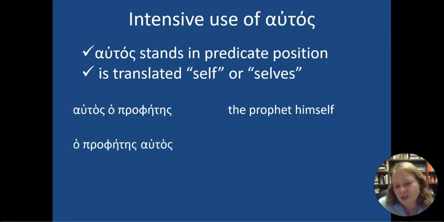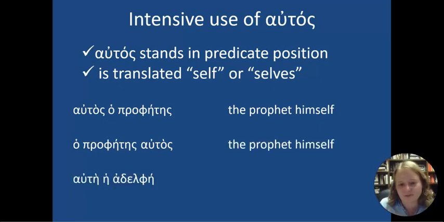Ὁ προφήτης αὐτός is another way of doing the same thing. It's because there's not a definite article right in front of it that it intensifies it. And so it's the prophet himself. Here's another example: αὐτὴ ἡ ἀδελφή. Which sister? It's the sister herself.